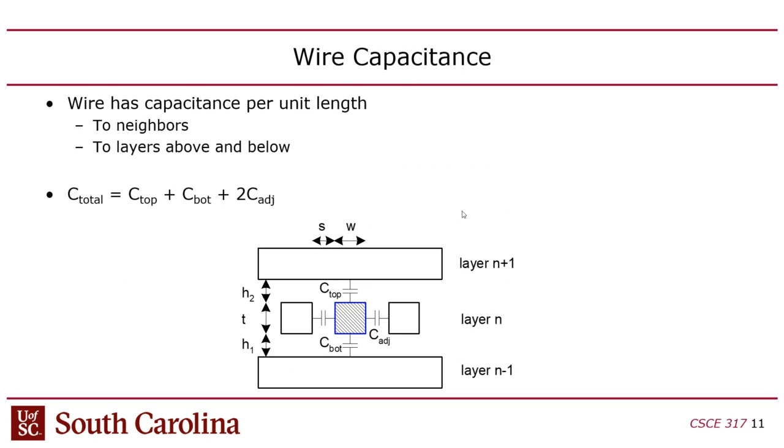So you might first ask, why would a wire have capacitance? Where's the capacitor? How is it formed? A wire is one terminal, a capacitor is two terminals. So what's the deal? Well, that part's kind of complicated.